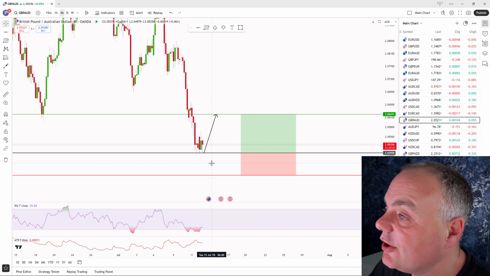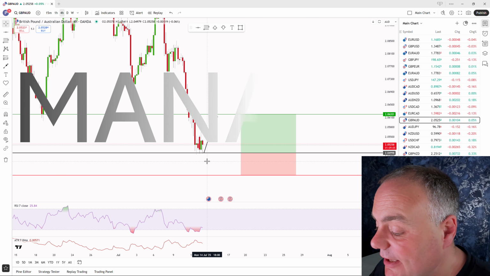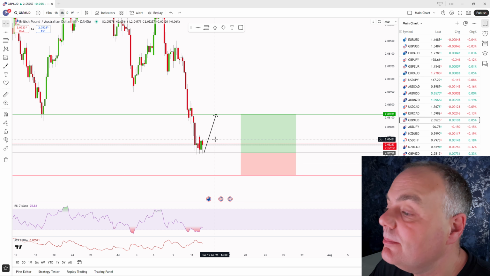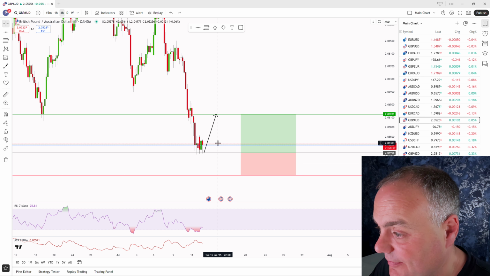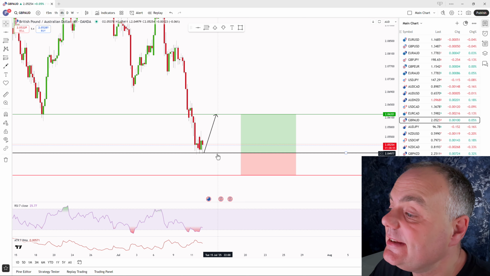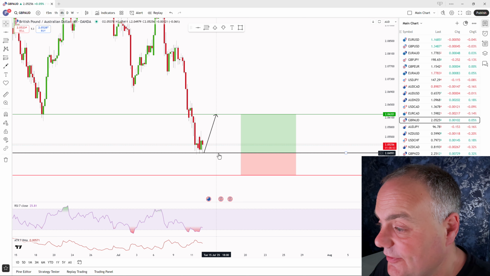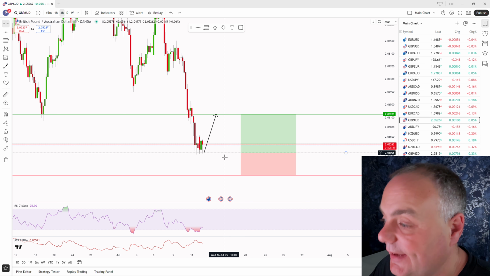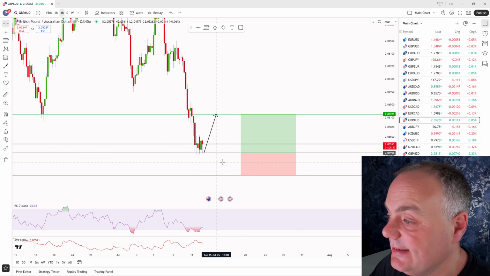The final part of the CALM framework is to manage yourself throughout. Manage the trade, manage your emotions. And for a lot of traders, myself included, I find it helps to simply set and forget. Once we set this trade, we have our target, our stop, we set it, we forget about it, we simply come later and see what happens.